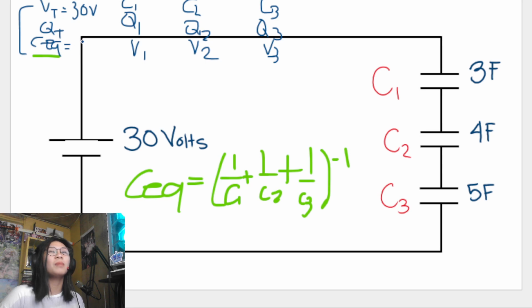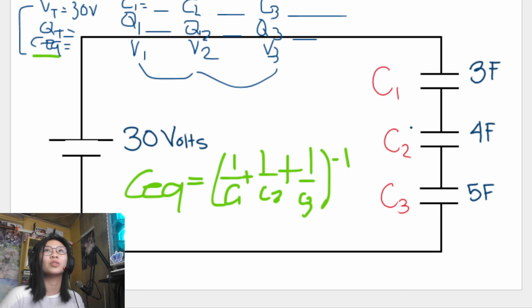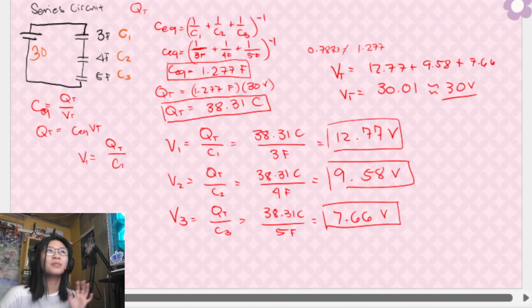Okay? So, remember that in series, kung pila imuhang QT, mao po na siya si Q1, Q2, and Q3. So, basically, after this QT, and C1, C2, C3 is already given to sa ato ang connection, makita na nimo ang ilang individual voltages. Okay? So, it is basically like this. Okay? So, una sa CEQ.